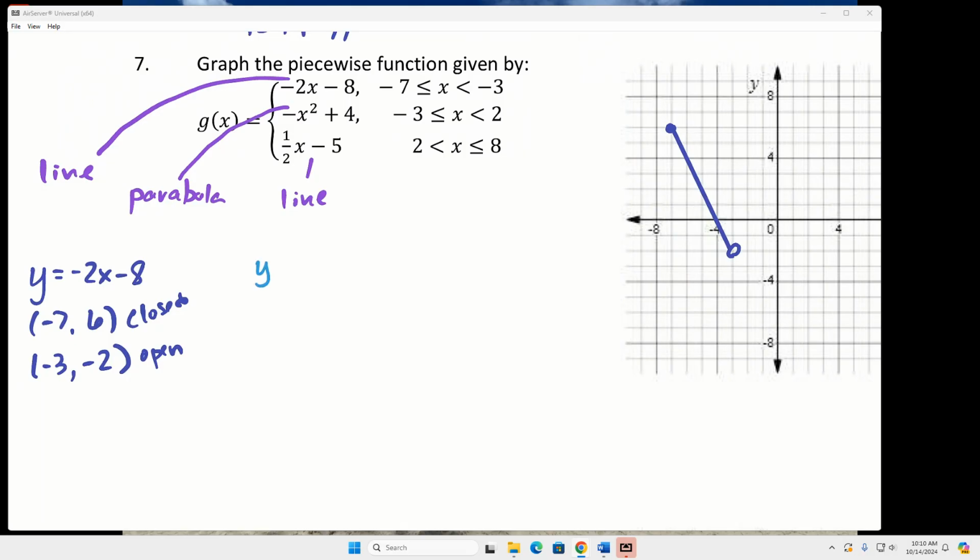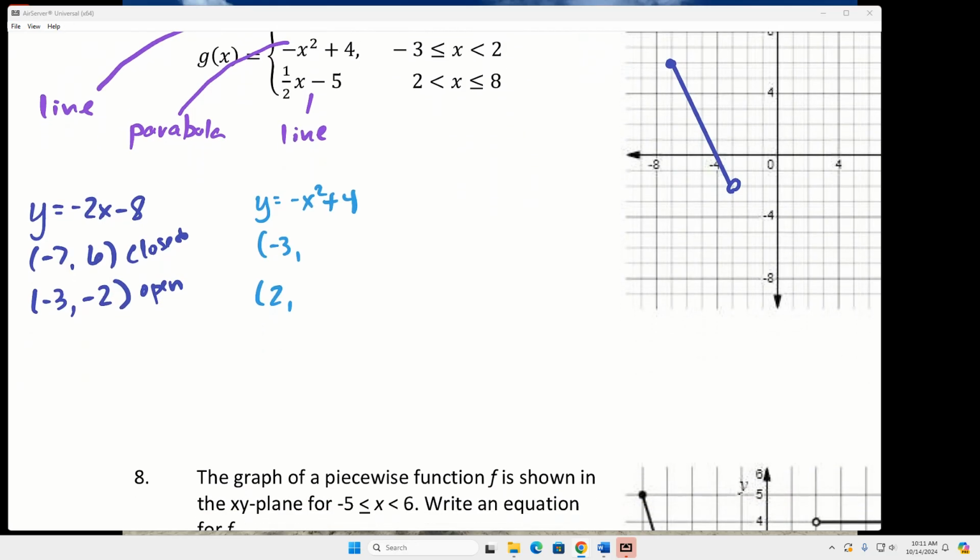Right, and then we'll do the same thing for the middle piece. We're going to plug in -3 and we're going to plug in 2. So it's a little more difficult just to straight up do in your head. So if you need to write it down, it's okay.